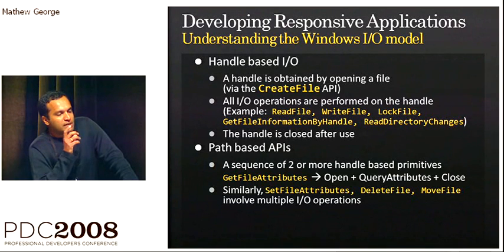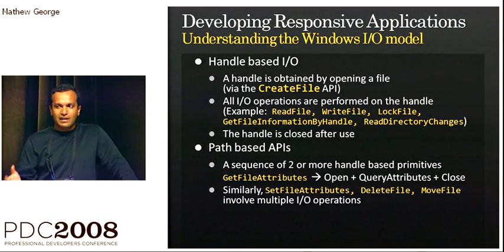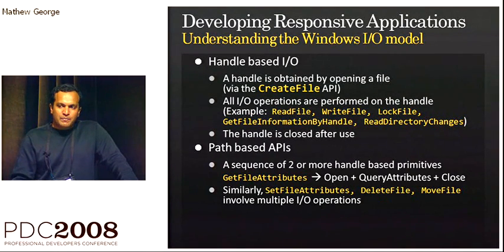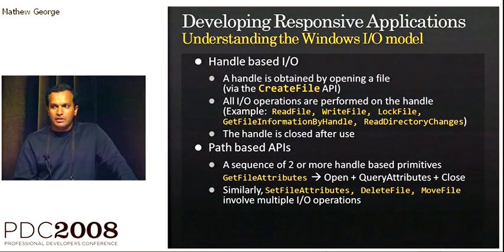The Windows I/O model supports two forms of I/O: handle-based I/O and path-based I/O. Handle-based I/O is what everybody uses. You open the file, you read and write using the handle, and then finally you close the file. Path-based APIs just take a path. For example, GetFileAttributes. You give it a path name, and it goes and fetches the attributes for the file.